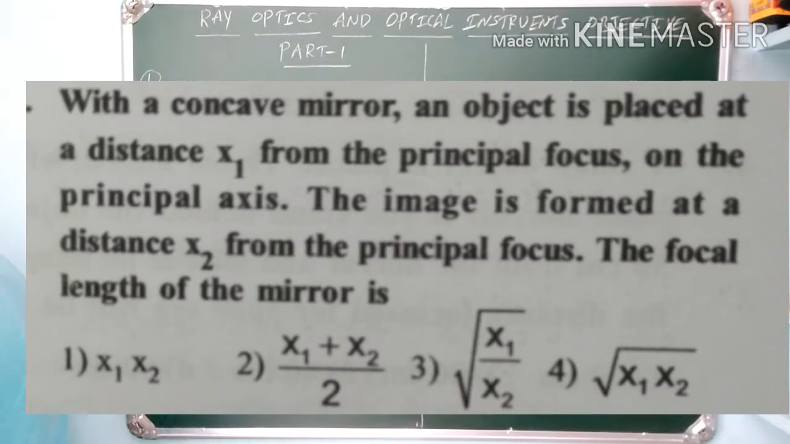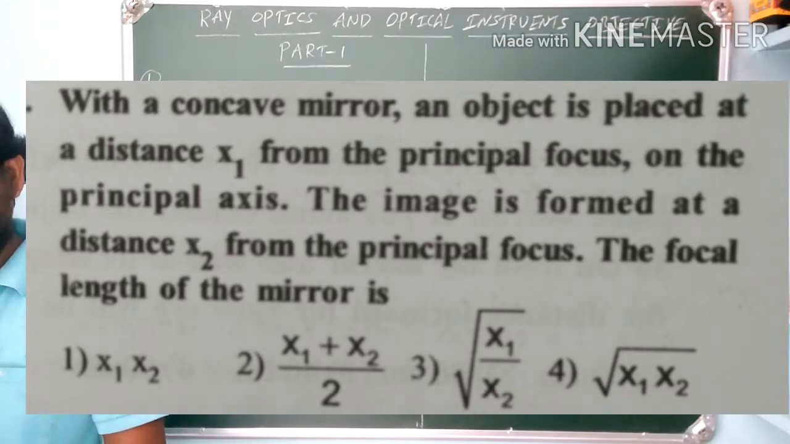First question. With a concave mirror, an object is placed at a distance x1 from the principal focus on the principal axis. The image is formed at a distance x2 from the principal focus. The focal length of the mirror is.